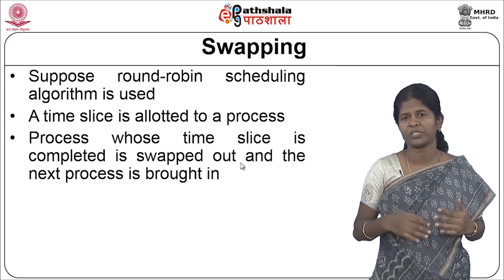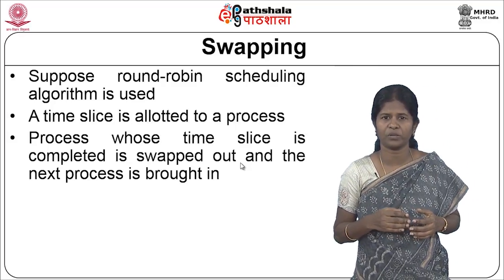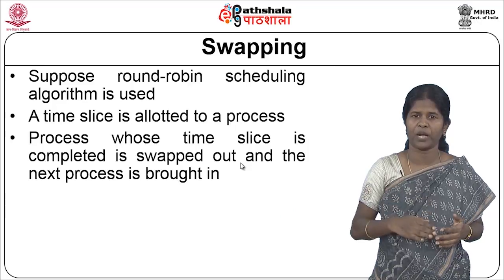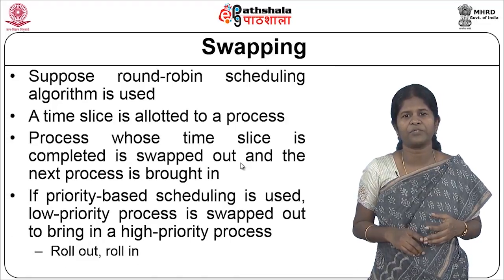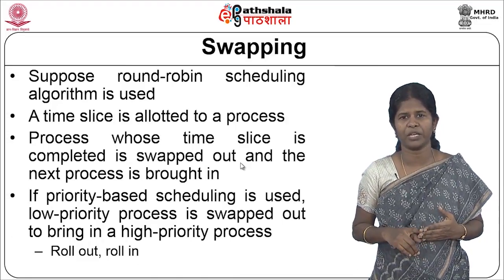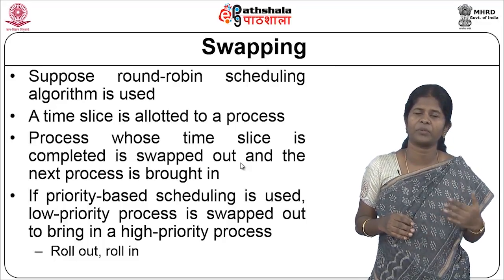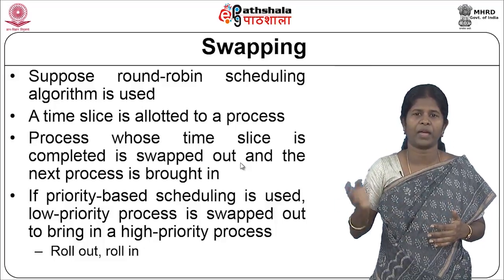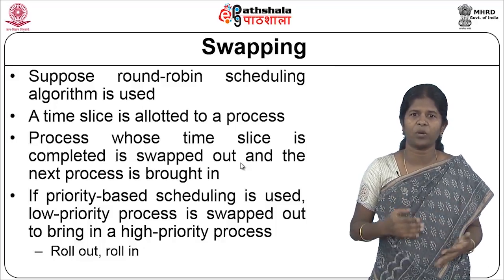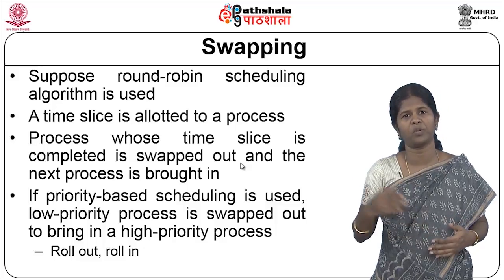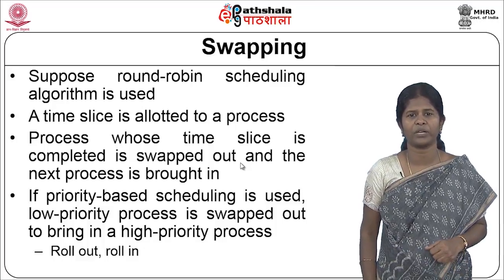Now say you need to give the CPU next to another process, and that process is not present in the main memory. In that case, you can bring the required process into the main memory by moving out some other process which is not going to use the CPU. And suppose you are using priority based scheduling. Say a high priority process is coming in, then a low priority process is moved out and the high priority process can be brought in. If there is no space for the high priority process in the main memory, then the low priority process using the main memory space can be moved to the swapping device and the required process can be brought in. This is also called roll out and roll in.